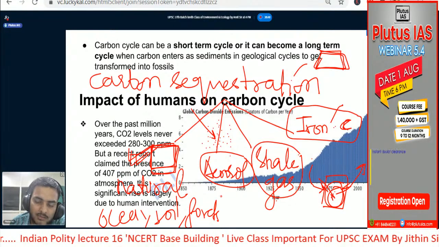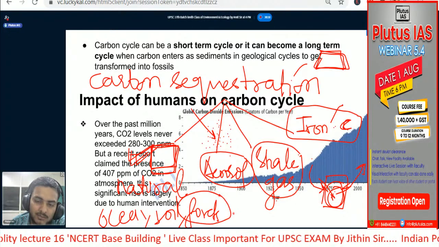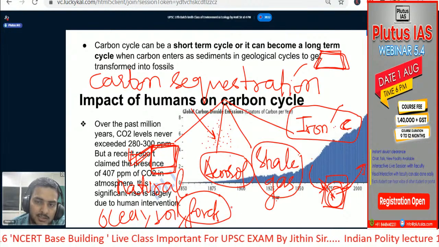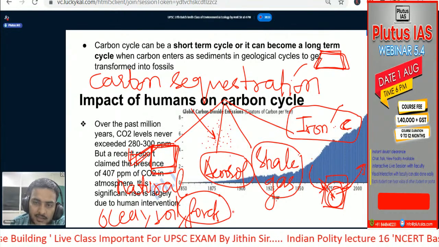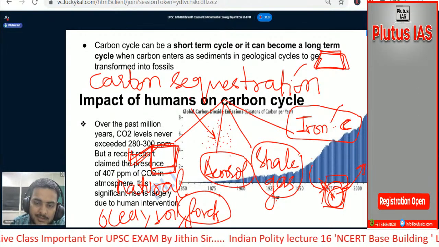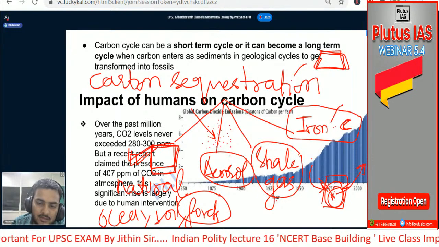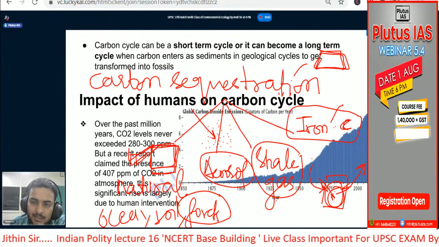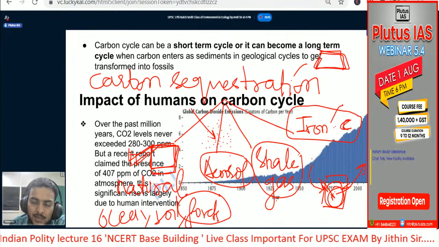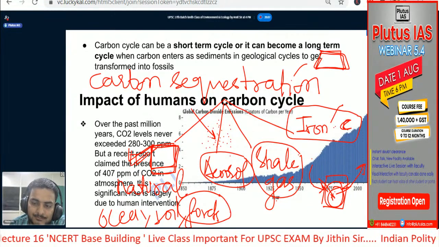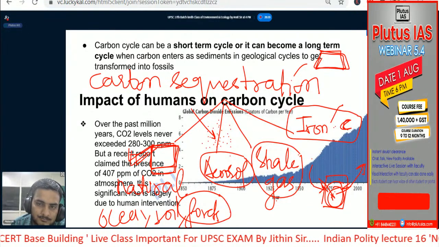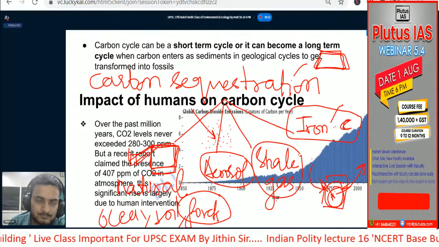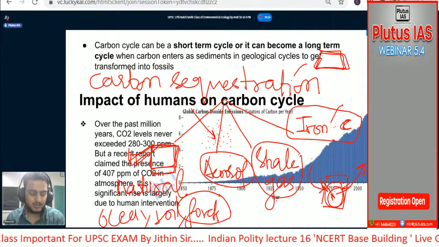I told you in that INDC part that we are trying to create 2.5 to 3 billion tons of carbon sink, so that carbon can be sequestered into our forest. So carbon sink creation can be done naturally, or carbon can be sequestered by artificial means as well, right? Okay, clear up to here.